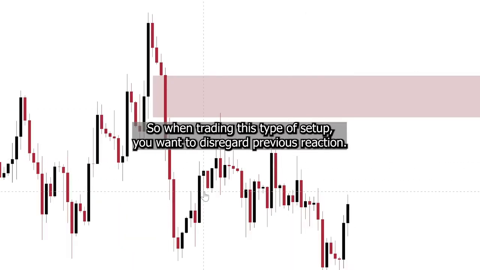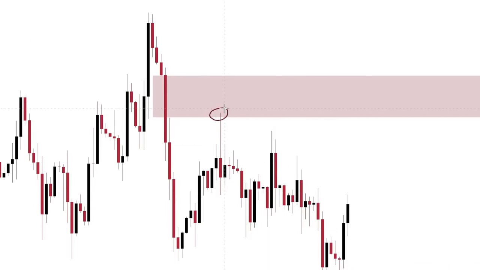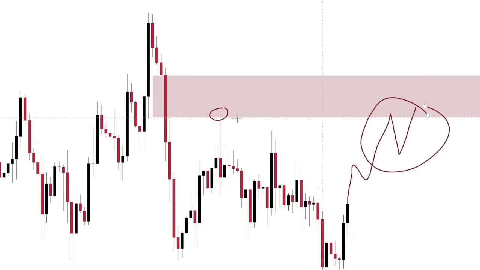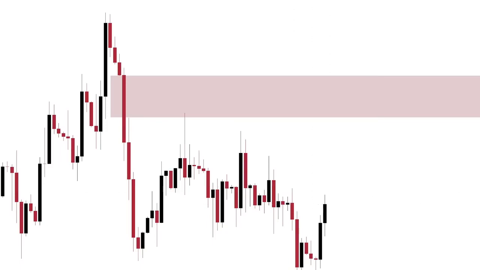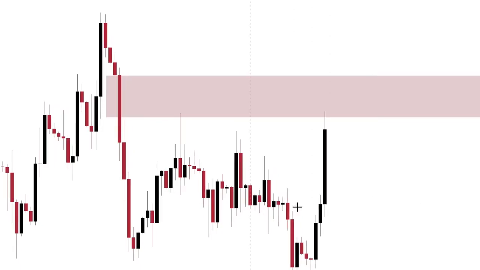So when trading this type of setup, you want to disregard previous reactions. So this previous reaction, we're completely disregarding it. The only first interaction that we're looking at is, let's say price reacts and then approaches. It all has to happen in a span of one cycle. We're not looking at a previous reaction. As you can see here, you have your reaction. So what you do, you wait for this level to be broken and then you take your entry.